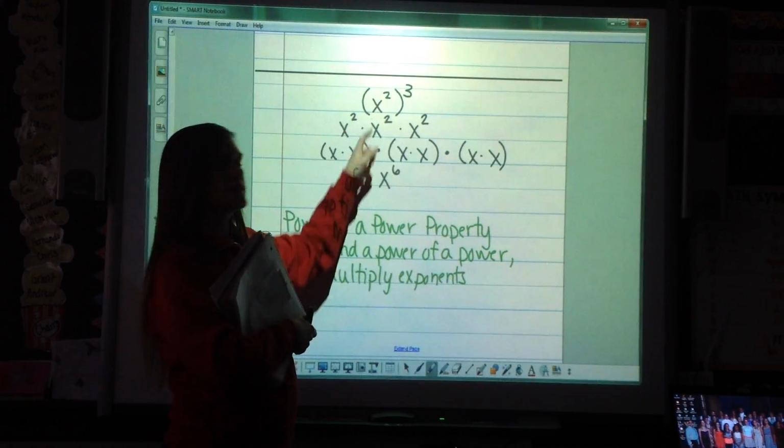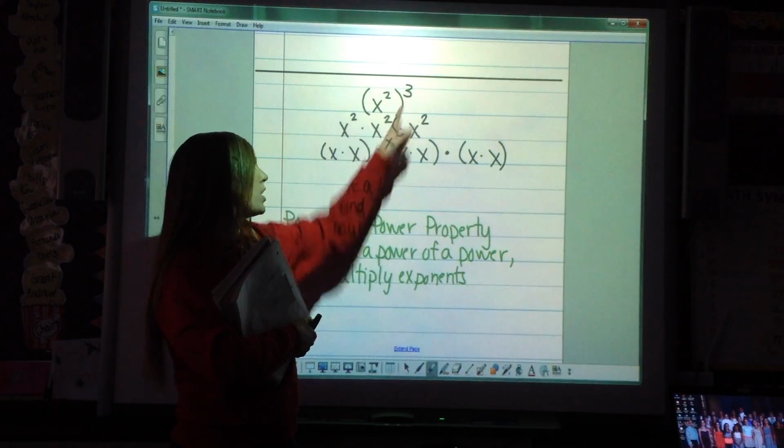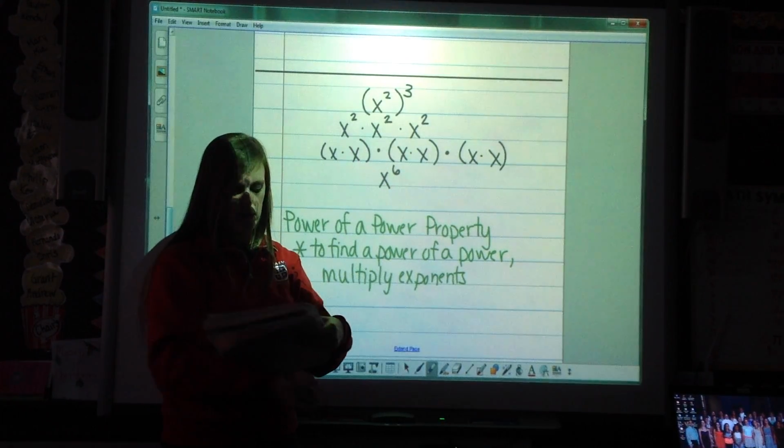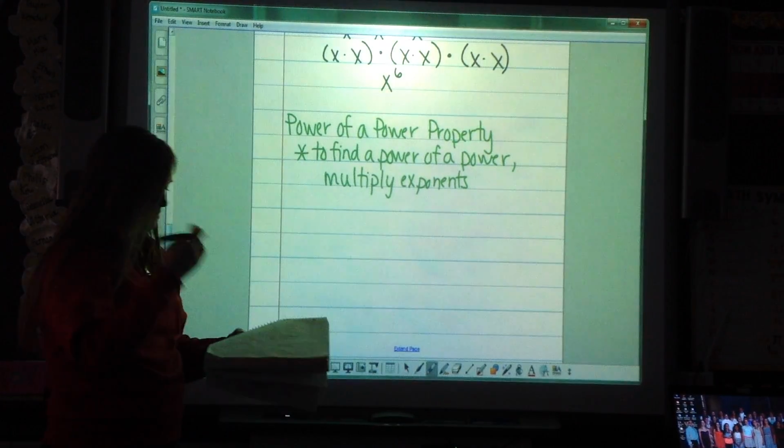Breaking it down like I did, I can see that I have a power to a power, and the shortcut tells us to multiply. We get x to the 6th power. Again, notice that the base stays the same. So let's try a couple of these.